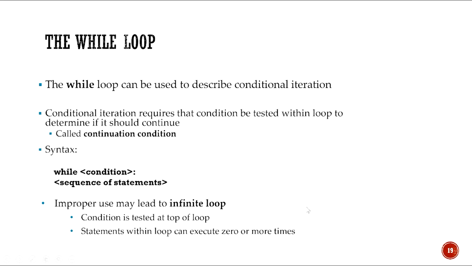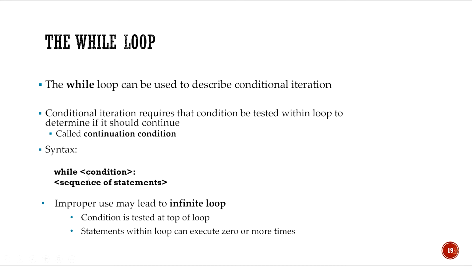So far we discussed the for loop. Now we want to discuss the while loop. The while loop can be used to describe conditional iterations. Conditional iteration requires that the condition be tested within the loop to determine if it should continue. So it's called the continuation condition.